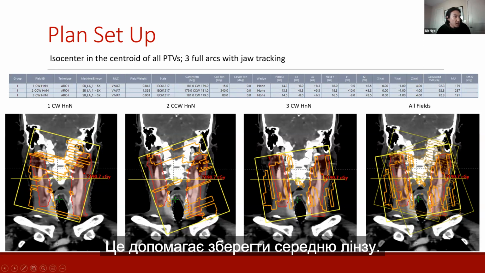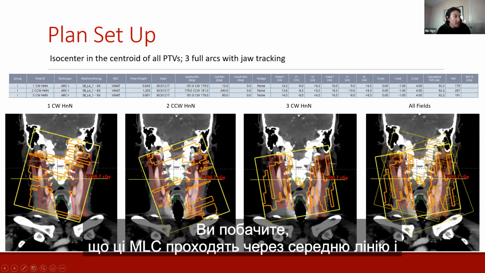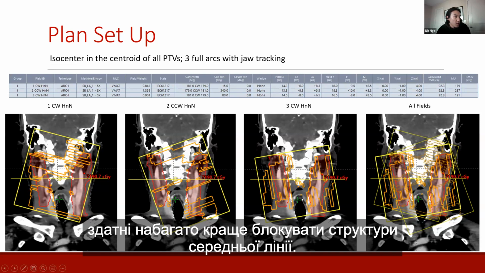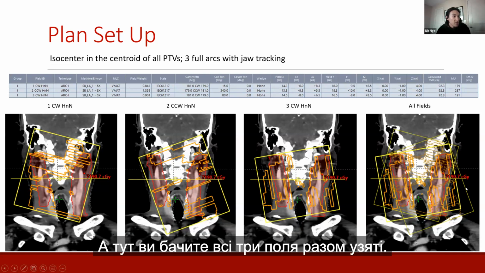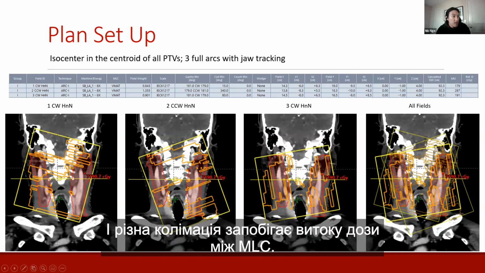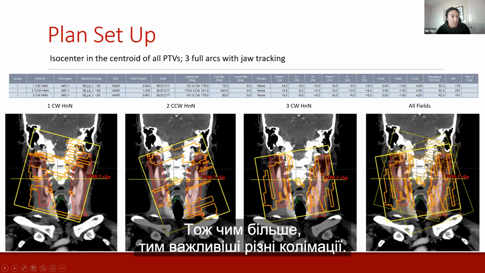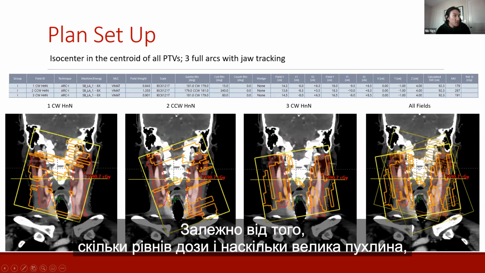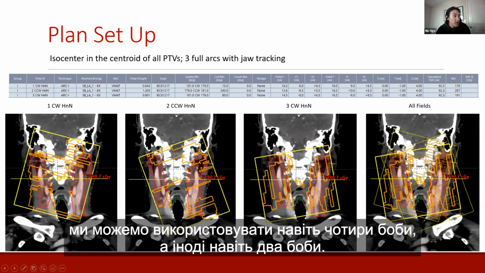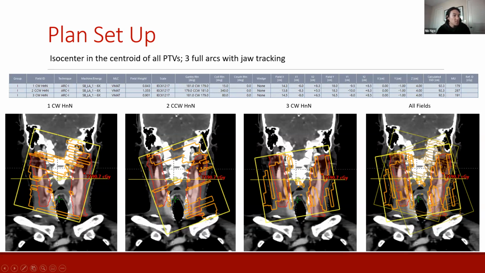This helps spare the midline structures. You'll see that these MLCs come through the midline and are able to block the midline structures a lot better. And if you see here, this is all three of the fields put together. The different collimation prevents dose leakage in between the MLCs. So the different collimations are important. And depending on how many dose levels there are and how big the tumor is, we may even use four beams or sometimes even 2 beams.